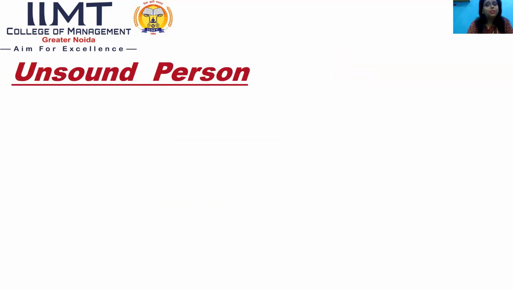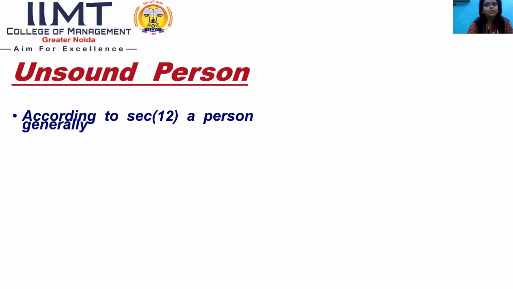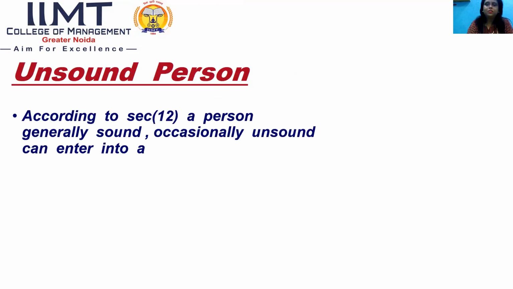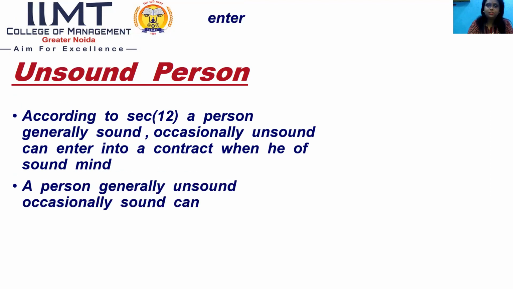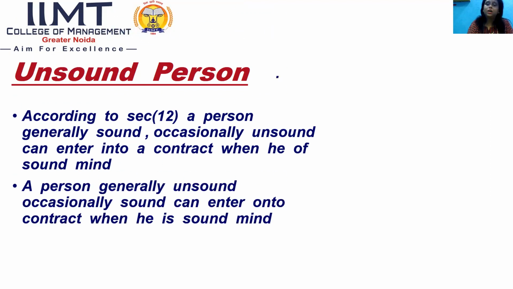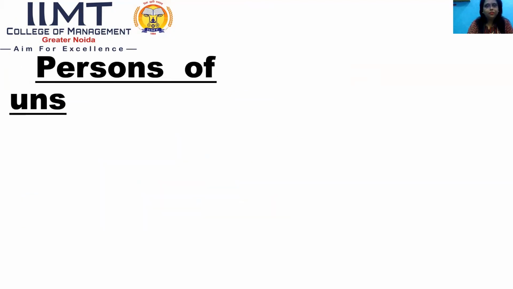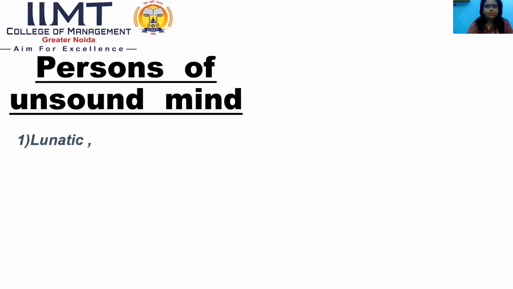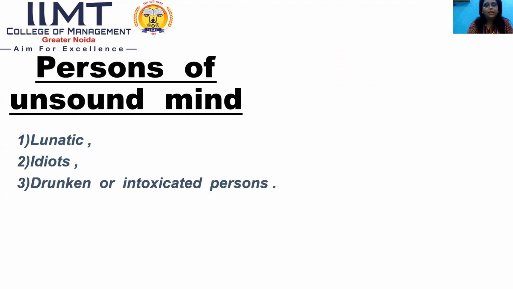What is the meaning of a person of unsound mind? According to section 12, a person who is generally sound but occasionally unsound can enter into a contract when he is of sound mind. A person who is generally unsound but occasionally sound can enter into a contract when he is of sound mind. Who is a person of unsound mind? First, lunatics, idiots, drunken or intoxicated persons.